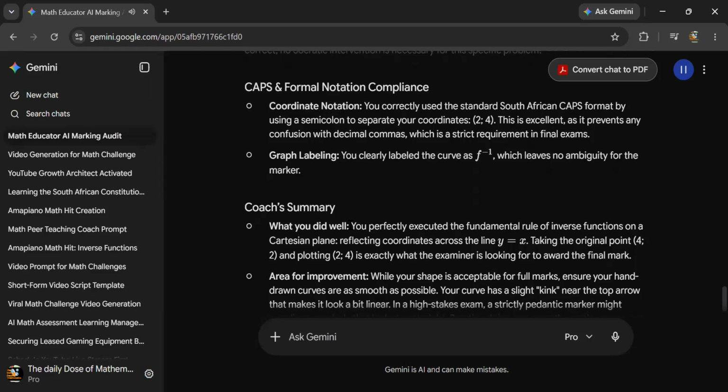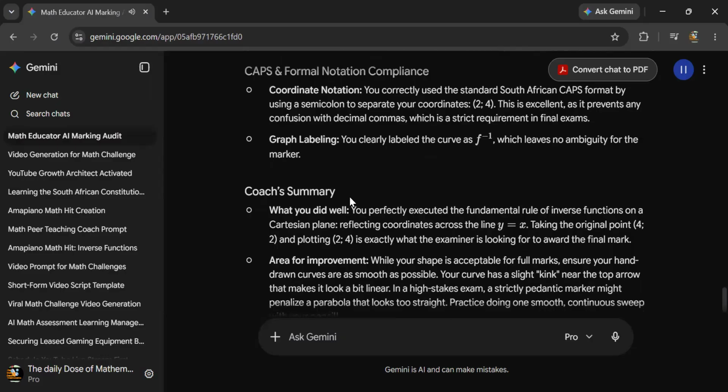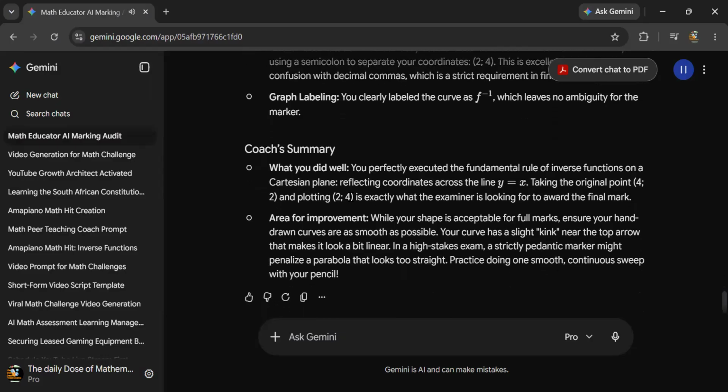This is excellent, as it prevents any confusion with decimal commas, which is a strict requirement in final exams. Graph labeling. You clearly labeled the curve as f(-1), which leaves no ambiguity for the marker. Coach's summary. What you did well.